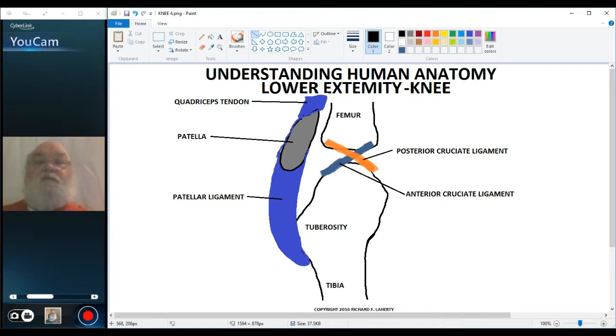So we have the two cruciate ligaments that prevent motion anteriorly and posteriorly between the femur and tibia. And then we have the two collateral ligaments, the lateral collateral and the medial collateral ligaments, which prevent separation of the two bones on their lateral and medial sides, respectively.